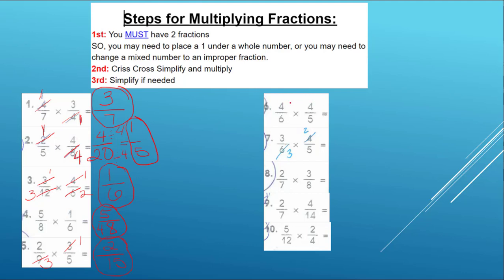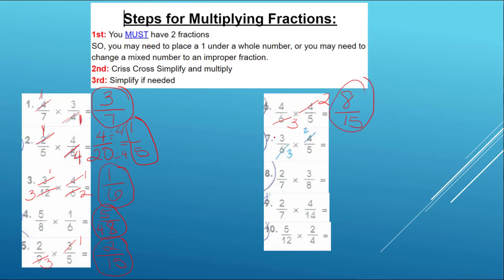Number 6. We have two fractions. Let's see if we can crisscross simplify. The 6 and the 4 can both be divided by 2. 4 divided by 2 is 2. 6 divided by 2 is 3. Multiply. 4 times 2 is 8. 3 times 5 is 15. Now let's see if we can simplify. And we can't, so that is our answer.